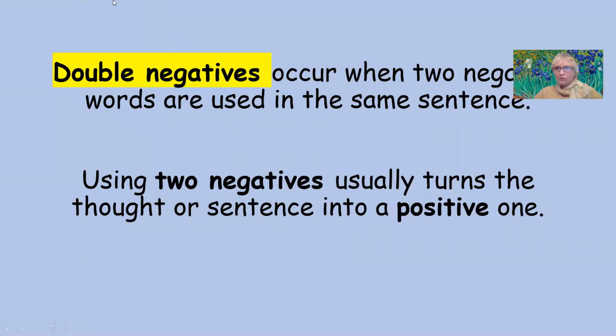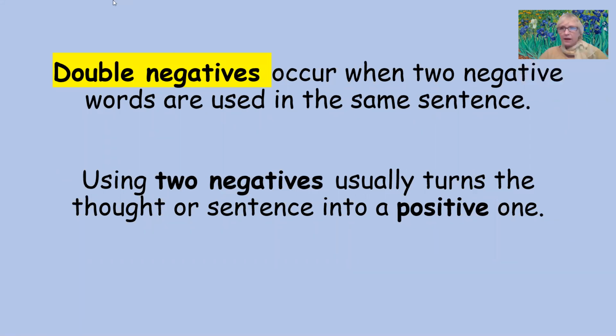Okay, so double negatives occur when two negative words are used in the same sentence. I'll show you some examples in a sec. Using two negatives usually turns the thought or the sentence into a positive one. So it's having the opposite effect of what you are trying to convey.